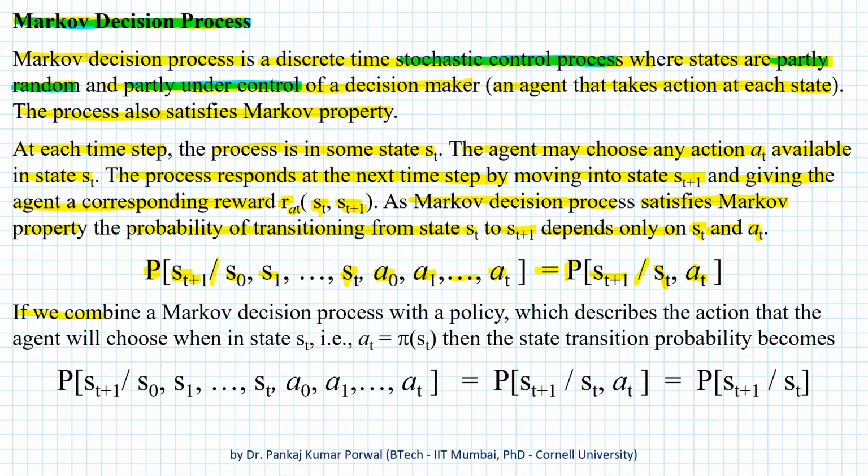And if we combine a Markov decision process with a policy, that is the agent has a fixed policy which describes the action that the agent will choose when the process is in state ST, that is AT equals pi of ST, that is the policy function, then the state transition probability becomes equal to probability of ST plus 1 given ST, because ST incorporates information about AT also, which is directly dependent on ST.